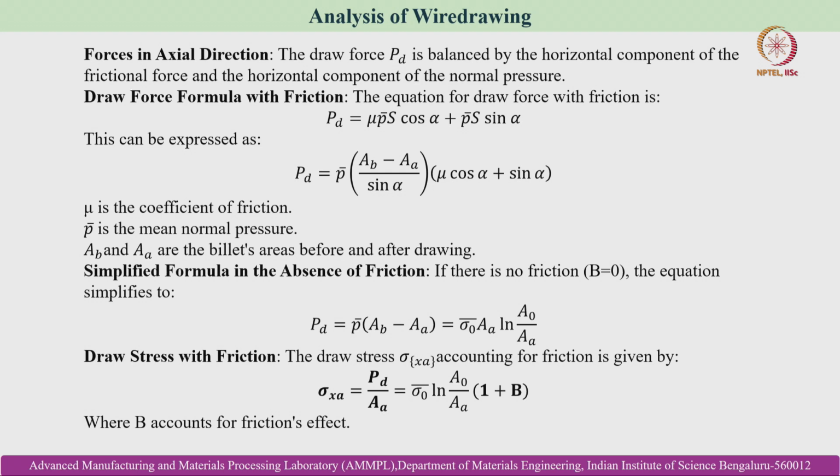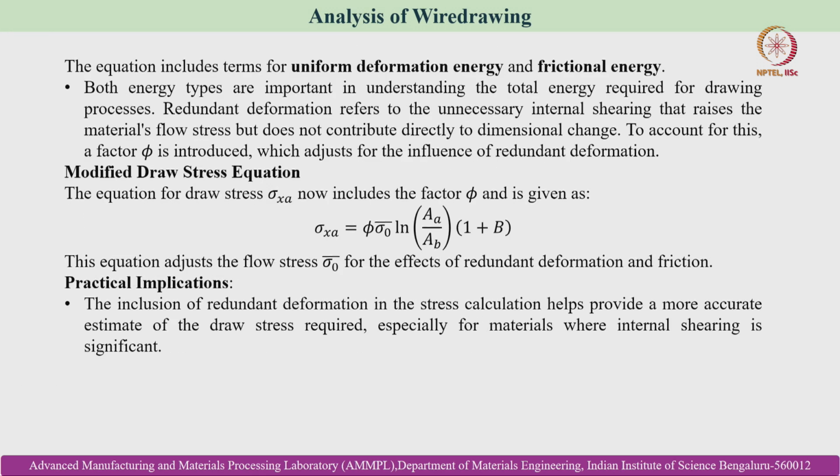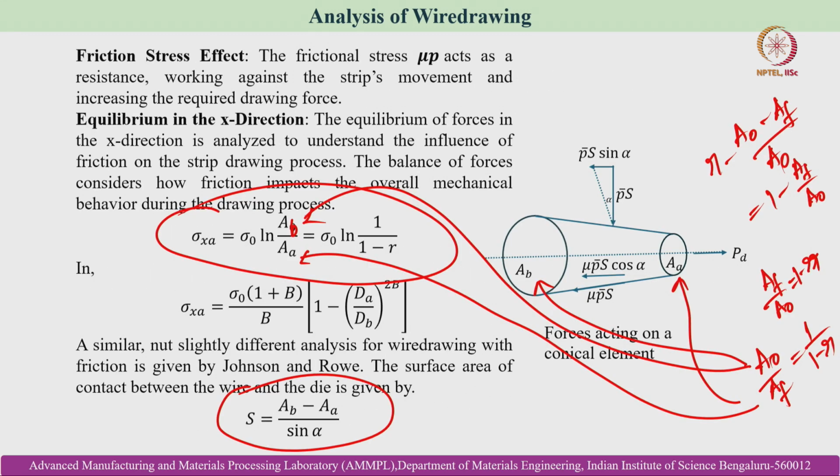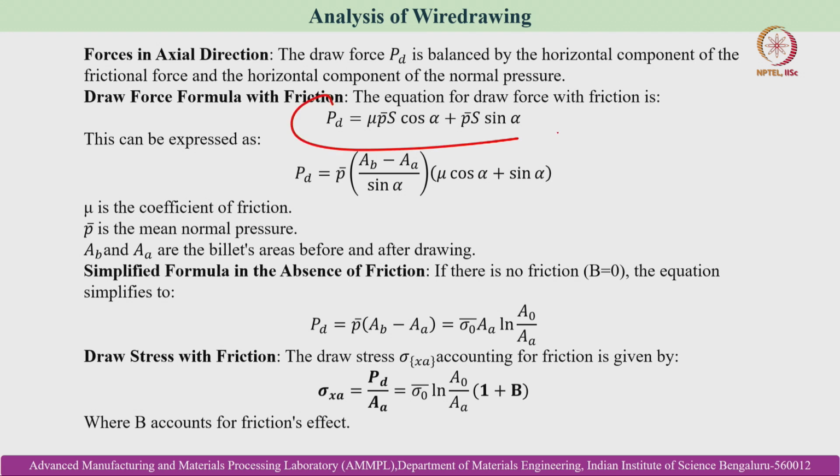The draw force PD is balanced by the horizontal component of the frictional force and the horizontal component of the normal pressure. So, the draw force formula with friction becomes PD is equal to mu p bar S into cos alpha plus p bar S into sin alpha, where S is the surface area that we have already calculated as AB minus AA by sin alpha. This is the resultant expression for the draw stress.